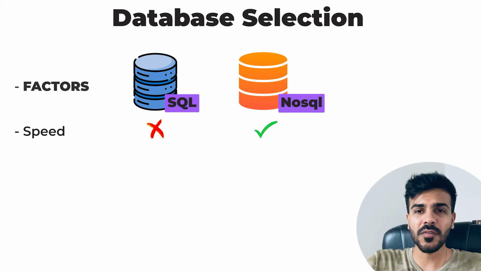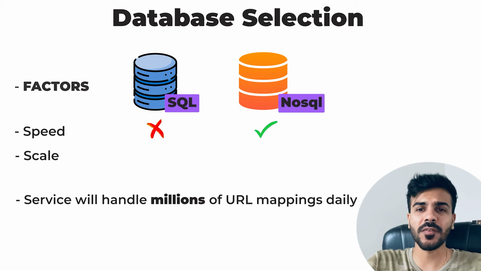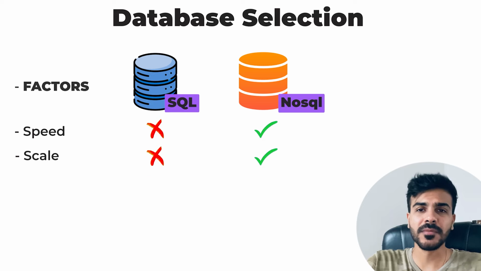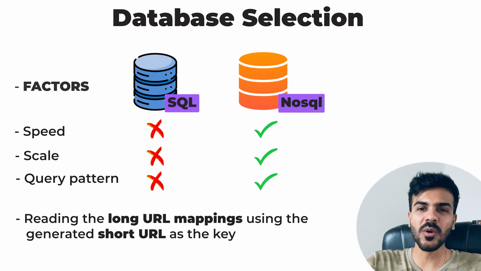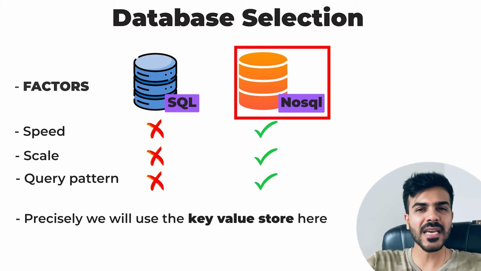Next, let us move to the scale. Now we know that the service will handle millions of URL mappings daily. NoSQL databases can handle this large amount of data more efficiently. Third, we have a simple query pattern that is just reading the long URL mappings using the generated short URL as the key. NoSQL is a good fit here. Therefore, considering these 3 points, we'll go with the NoSQL database. Precisely, we'll use the key value store here.